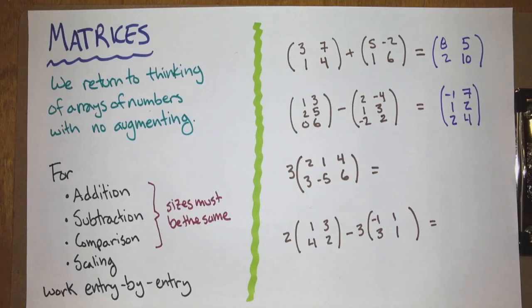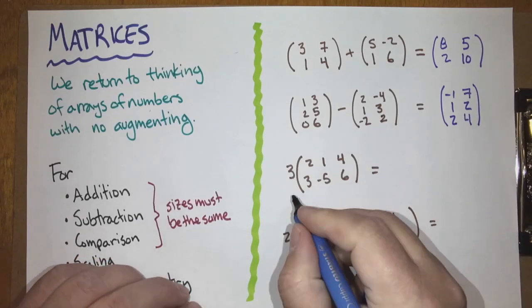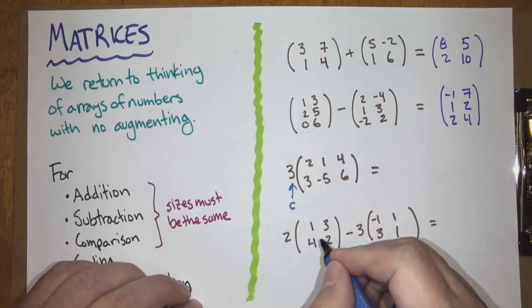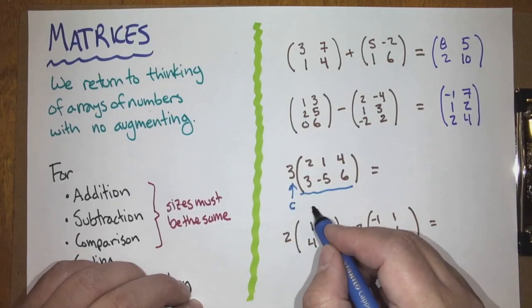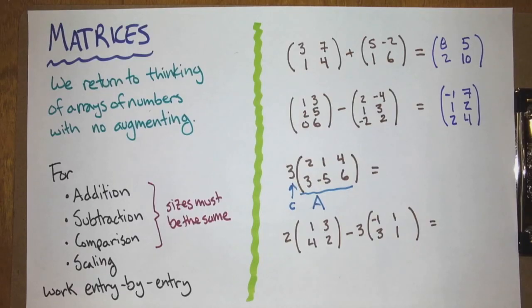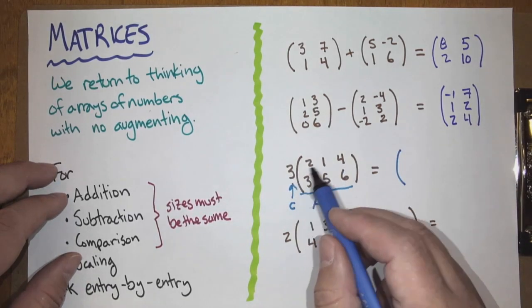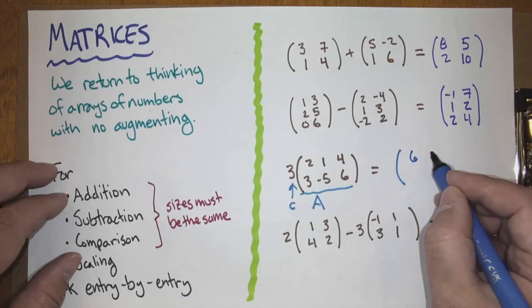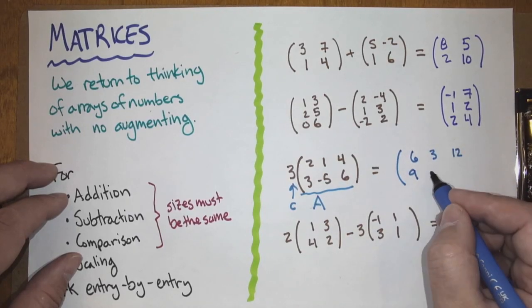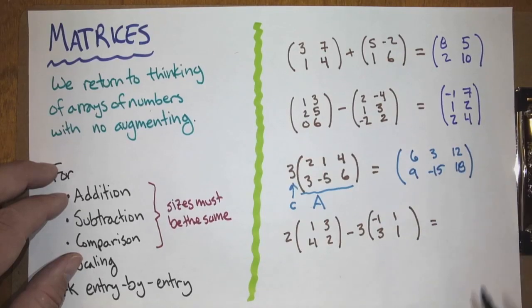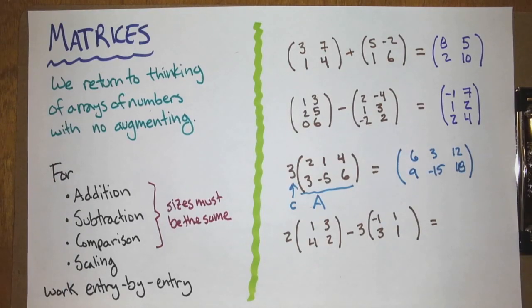You can scale. To scale, you multiply every entry by the number in front. So here, this is our scaling factor. Often we just use a lowercase letter. This is our matrix. Usually we use an uppercase letter. So I'm multiplying every entry in the matrix by that number in the front. So everything gets a factor of 3. 6, 3, 12, 9, negative 15, 18. Scaling does what you think it should do.